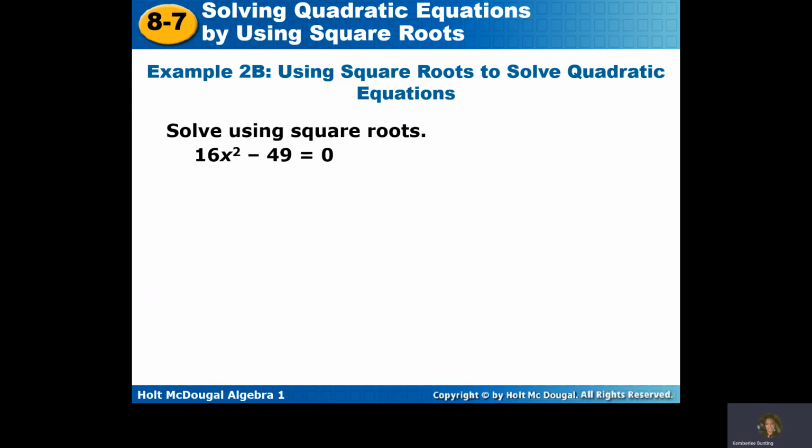All right, look at this one. Can this one be placed in x squared equals some number format? Sure it can. It's just another extra step. What's the first number I need to move? The 49. Oh, yes. How am I going to move it? Yep. I'm going to add 49 to both sides. So I'll end up with 16x squared equals 49. Now what do I need to move?